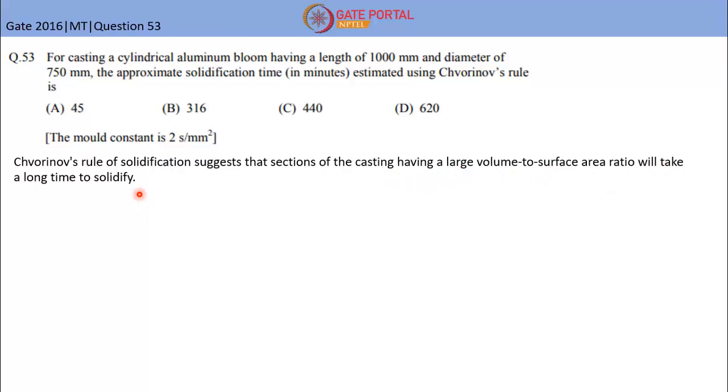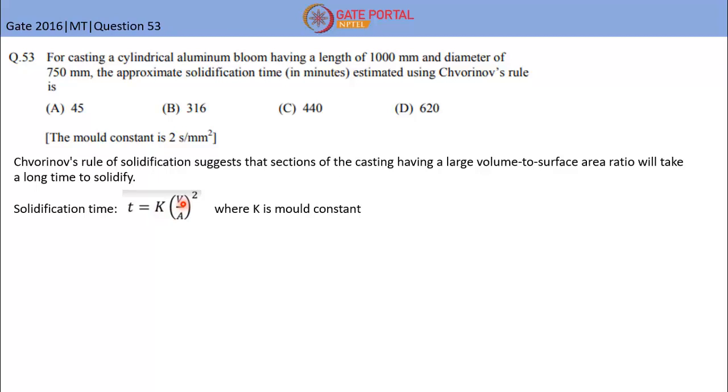So let's consider that you have a block and the heat extraction from that block is happening because of the surface area, right? All the volume of the block, the energy or the heat which is stored in the volume, will be transferred to the surface and from the surface to the mold. So this is how the heat extraction will take place. So the more the surface area, the less time it will take to solidify, or in other words, a large volume to surface area ratio will take more time to solidify. On the basis of that, the solidification time T is governed by this equation, which is K into the volume to surface area ratio squared, and K here is the mold constant.